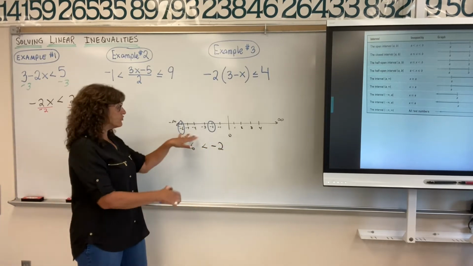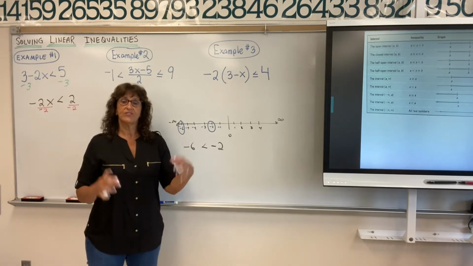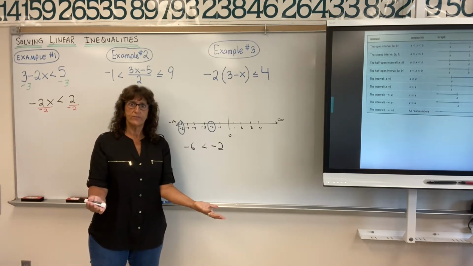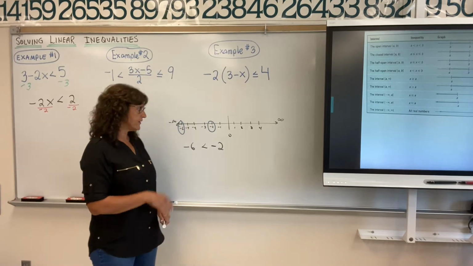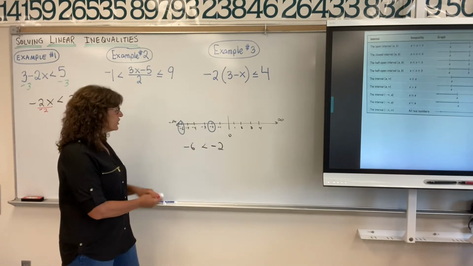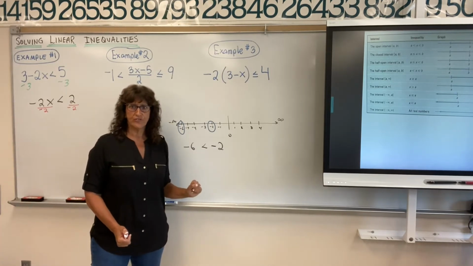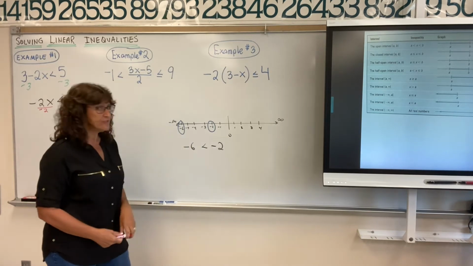We have 2 numbers. You can order any 2 numbers in our number system. One is going to be bigger than the other, one's going to be smaller than the other, and you can put them in order. So this is an absolutely true statement.